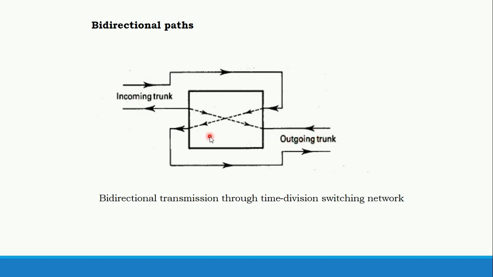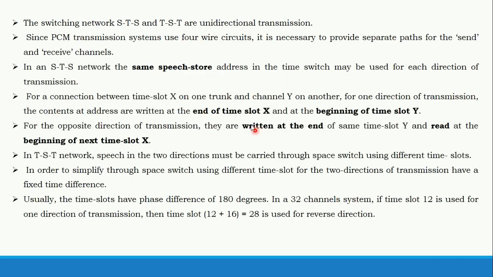Usually STS and TST are unidirectional, and whenever you connect it to a trunk exchange there will be a problem. See, the switching TST is a unidirectional network. Whenever you connect it, you need to maintain a separate path for the sending and receiving end. The problem is, how do you connect and what do you store in the STS and TST network? First let us go through the STS network.